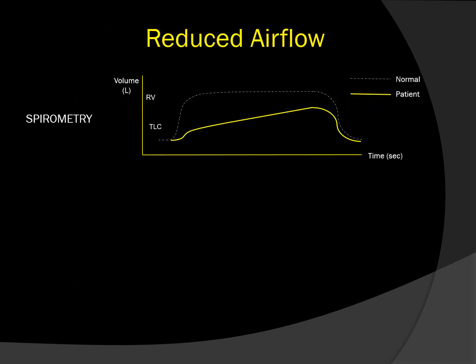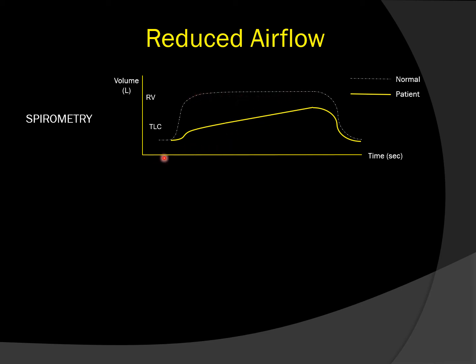So here's a quick review from my prior talk. This shows a patient in yellow with the flow coming out. Just to remind you, this is time going by, usually at least 6 seconds, and this is the volume. We start a forced vital capacity spirometry maneuver at total lung capacity. We ask the patient to blow out as hard as they can for at least 6 seconds. A normal patient is the white line. By 1 second, they're 70% or more finished. The last 5 seconds is just the tail end.